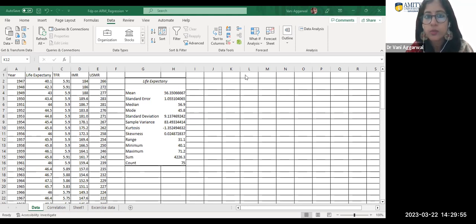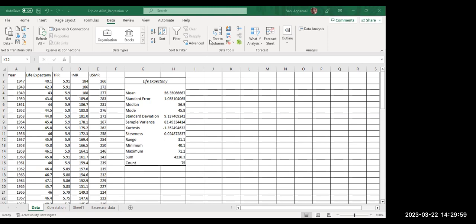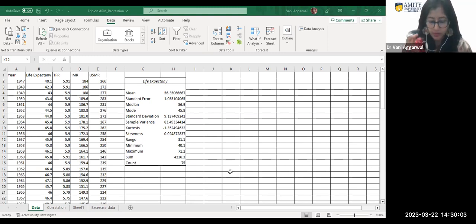So all of you are with me on this? Yes, ma'am. Okay. Next, I'll tell you how to calculate correlation. What do you mean by correlation? Can any of you answer me? What do you mean by correlation? Why do we calculate correlation?